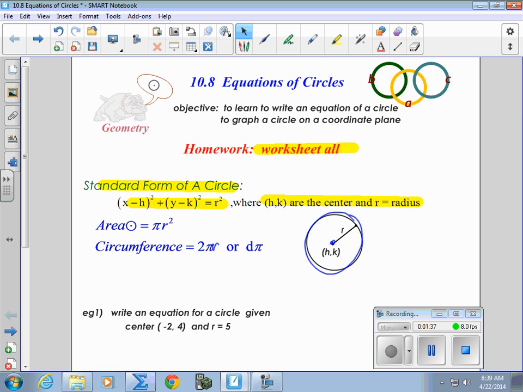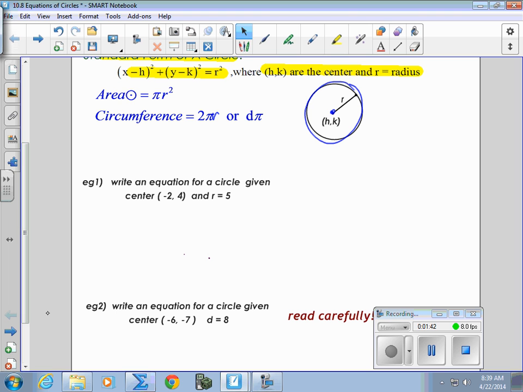So for my first example up here, it says write an equation for a circle given the center at (-2, 4) and the radius is equal to 5. So the first thing we should do is write down the equation in standard form. It's (x - h)² + (y - k)² = r². Then we should go back and plug in the information that we have for the center and the radius.